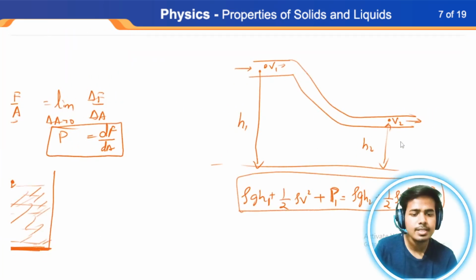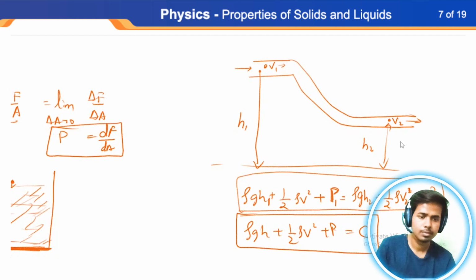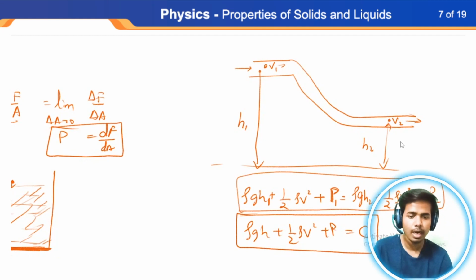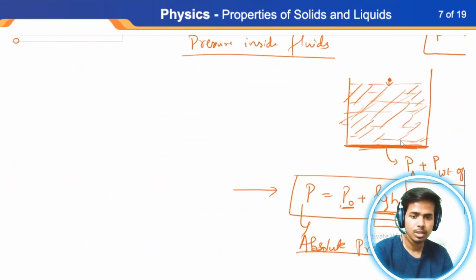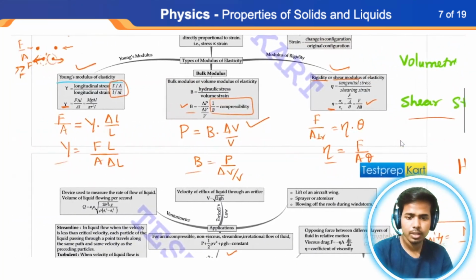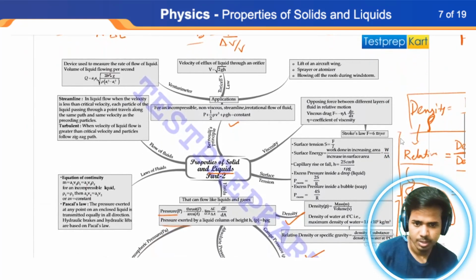Or I can even write it as a general equation that rho g h plus half rho v square plus P must be constant at any point inside the whole flow. So if you don't have the idea of the velocity, you can quickly estimate the pressure and the height, and you will have the value of velocity at that point. So this was about Bernoulli's principle.